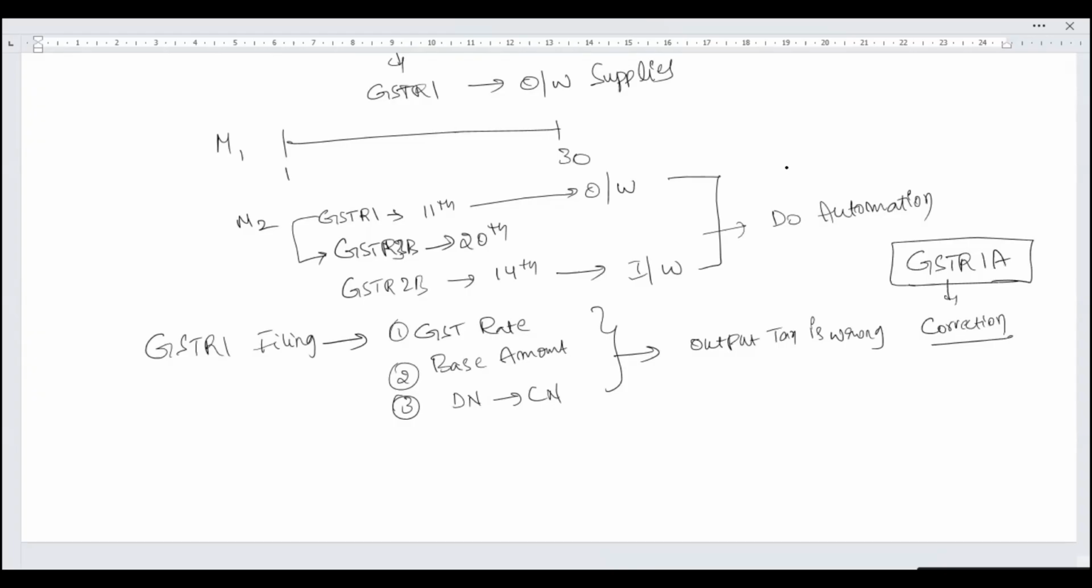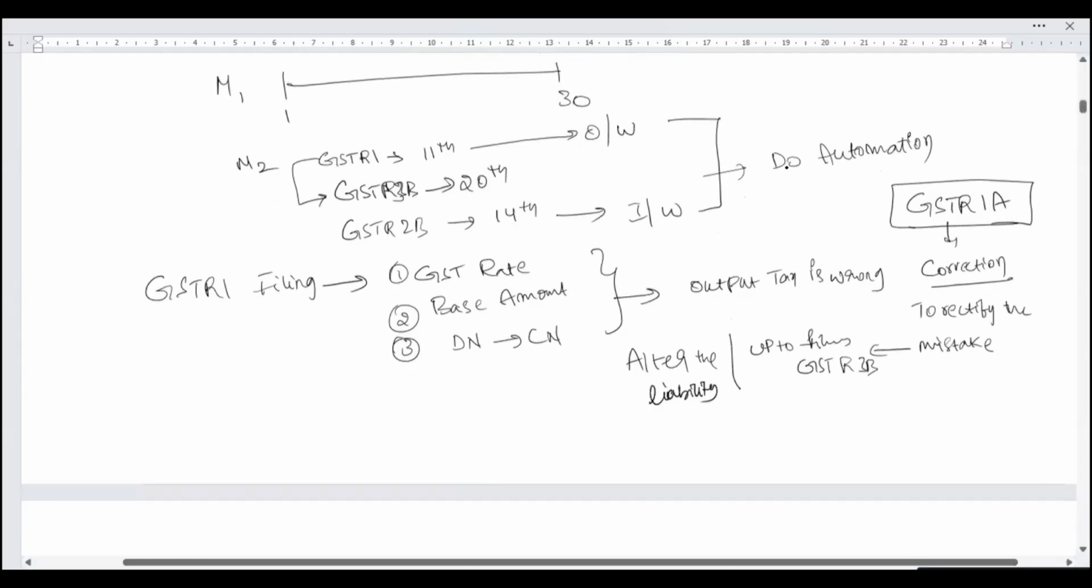So this GSTR 1A can be used to rectify the mistakes, and this can be done up to filing GSTR 3B. Whatever mistakes you have made can be rectified to alter my liability. This is where GSTR 1A has come into the picture. Are we clear? The intention of the government and the background of why this GSTR 1A has come into the picture, we need to understand.